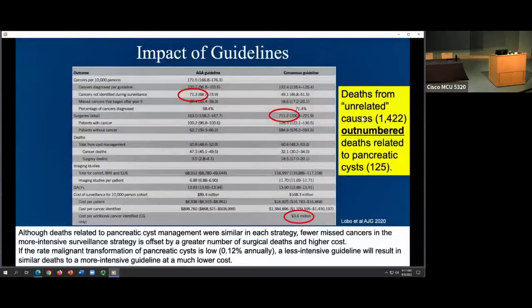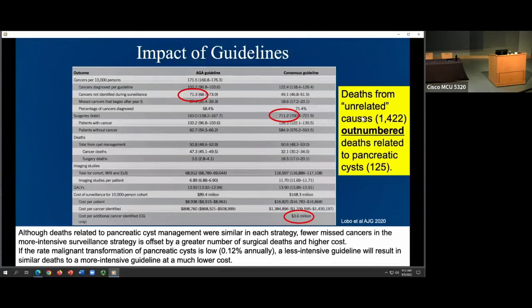So, looking at the impact of the guidelines, Lobo et al. developed a Monte Carlo model to evaluate the outcomes of a cohort of 10,000 patients managed per each guideline. The primary outcome was mortality related to pancreatic cysts. They looked at patients aged 55 to 70 years and assumed the rate of malignant transformation to be 0.12% per year.